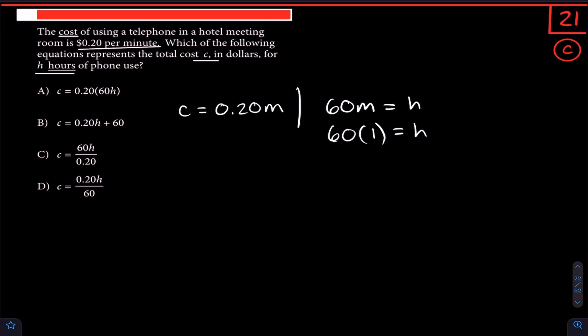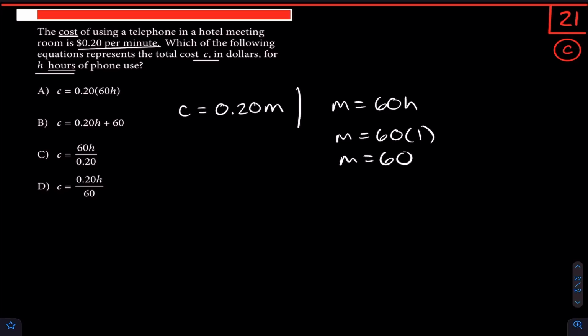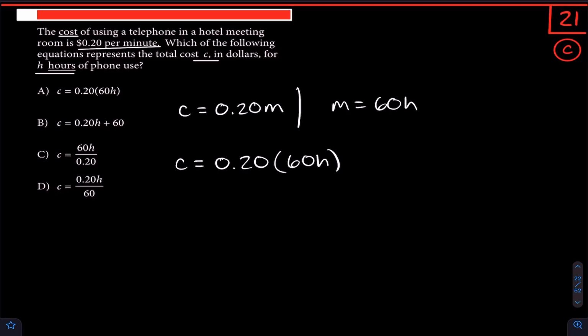For the equation, we need to write the 60 on the other side. And that way, you can even check this. If we put the 60 on the other side, then plug in that 1 hour has passed, it's true that 60 minutes have passed in 1 hour. So that's a way to double check that your equation is actually right. And if we have that, we can plug in that M is equal to 60H. And now you have your answer, which is choice A.